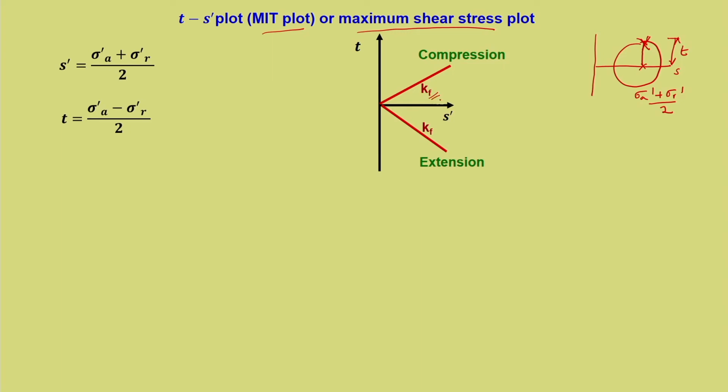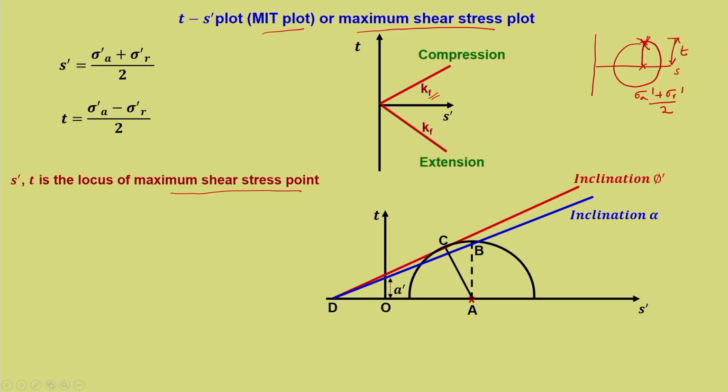We need to find out what is the slope of the failure line in S dash-T plot. So, S dash, T, remember S dash we have put prime, T we have not, because this is more like a shear stress. So, U cancels off. So, T is equal to T dash. So, S dash-T is the locus of maximum shear stress point. We have already discussed that. Now, let us consider S dash-T plot. This is the Mohr circle.